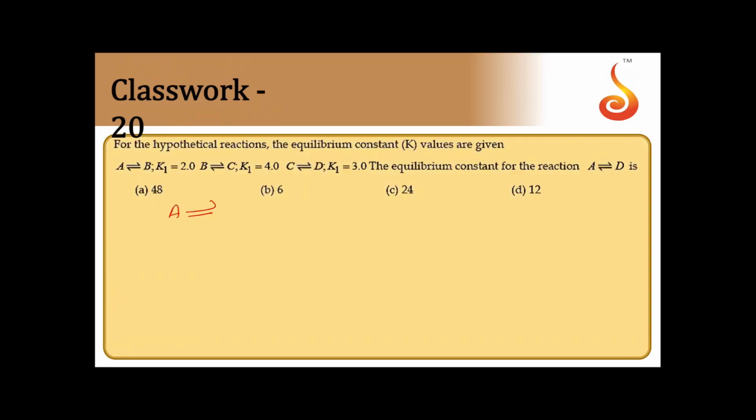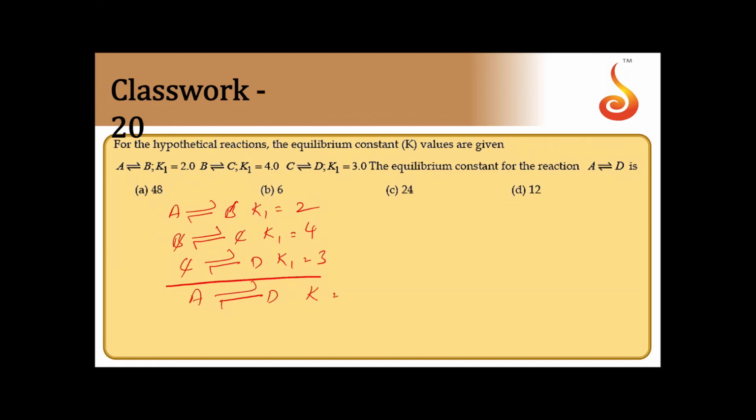So A to B, value is given as K1 is equal to 2 here. Then B to C, the value of K1 is given as 4 here. C to D, the value of K1 is given as 3 here now. When you add all the three equations, this gets cancelled here, this gets cancelled here. We are going to get A giving rise to D, which is K equal to the product of the three, K is equal to 2 into 4 into 3.